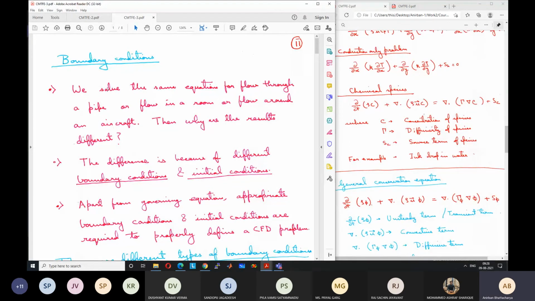The reason is, one, obviously the geometry is different. A pipe has a different control volume, a room has a different control volume, and for flow around an aircraft we will have to take a different control volume. And the second point is that the boundary conditions and initial conditions are different for each of the problems. So the same set of equations needs to be solved with correct boundary conditions and correct initial conditions to get the desired result.